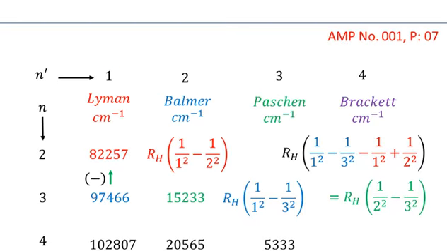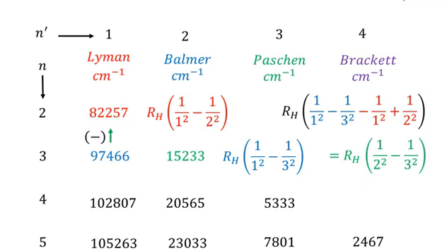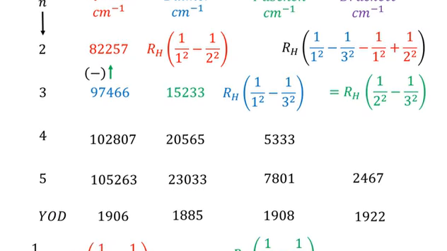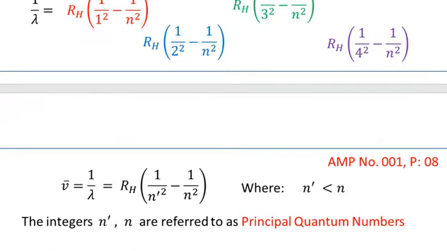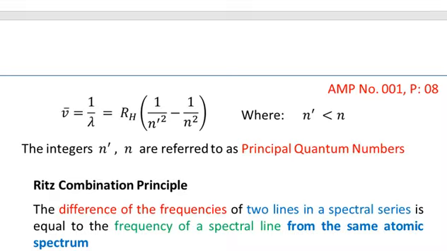So we can combine the formulas corresponding to all these series: Lyman, Balmer, Paschen, Brackett. All these formulas, and also the other series which I have not mentioned, can be combined into a single formula, which is given as nu bar is equal to the Rydberg constant times 1 over n prime squared minus 1 over n squared, with the condition that n is always greater than n prime. With different larger values of n and a fixed value of n prime, you can generate the whole series. For example, setting n prime equal to 1 and changing n to 2, 3, 4, 5, and so on, you can generate the full Lyman series.